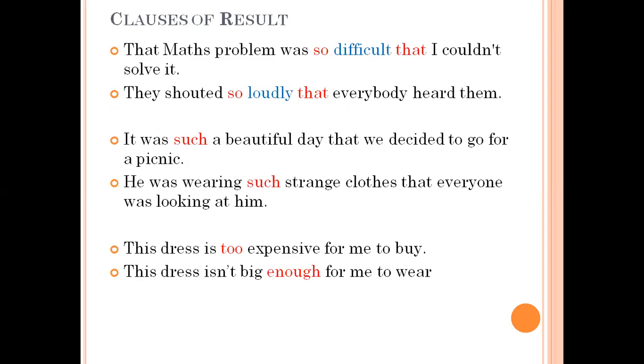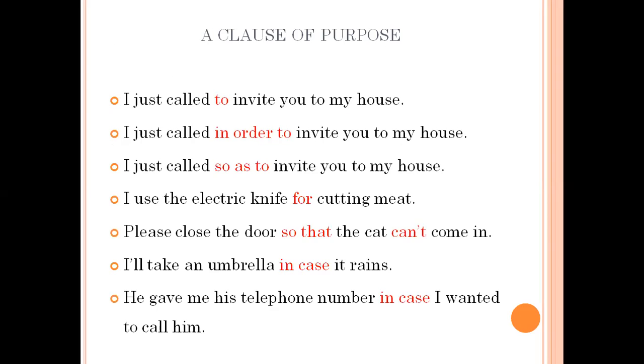Another one, please close the door so that the cat can't come in. So the purpose of closing the door is to prevent the cat from coming in. Okay, so that, for, so as to, in order to, all of them are linkers of purpose.